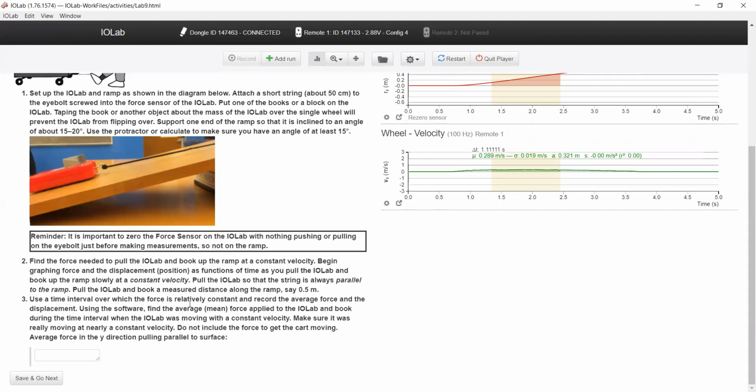So I just did what it says here. We have to be careful in this experiment. While moving, this one has to be parallel during the whole movement. And selecting your region of interest is also an important thing. So we'll select the region when the IOLab was moving and the constant force was being applied, meaning moving with constant velocity.